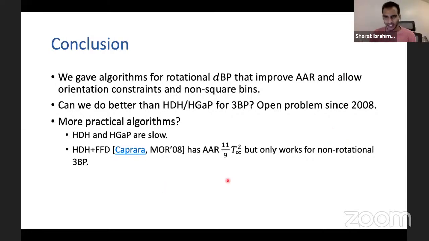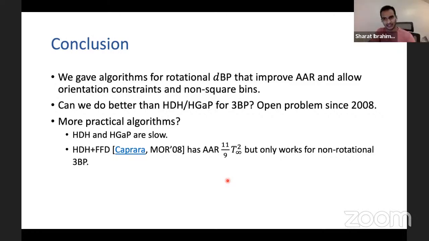Does your work address the concern that can you handle 4 of the 6 orientations for the 3-dimensional case? Yeah. Okay. Yeah, we can handle all kinds of orientation constraints.